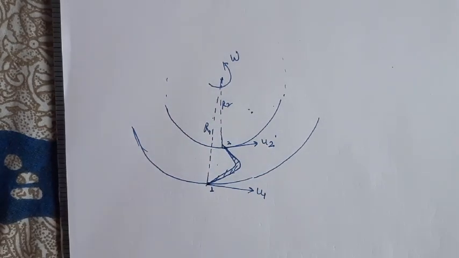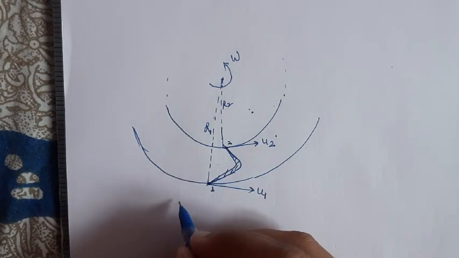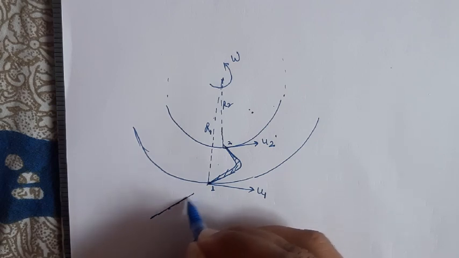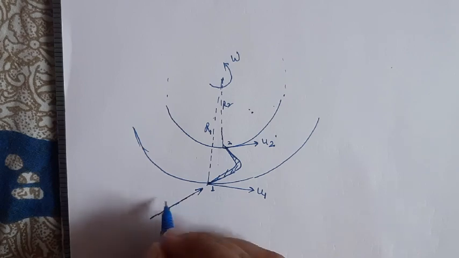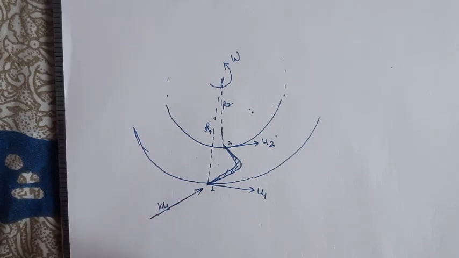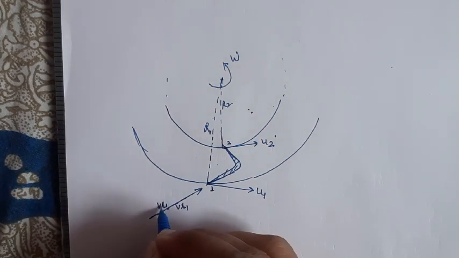So now I have to draw the velocity triangles for this case. The velocity triangles are very easy to do. Observe. We have already discussed that when the jet strikes tangentially, the component of relative velocity will be tangential to the vane. This component of relative velocity Vr1 would be tangential to the vane.